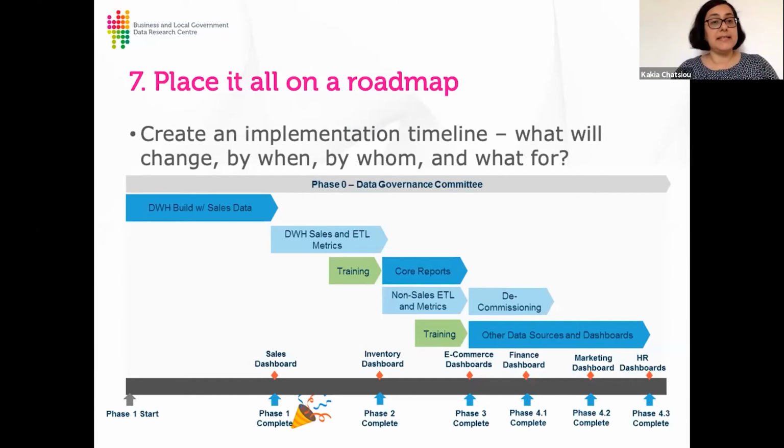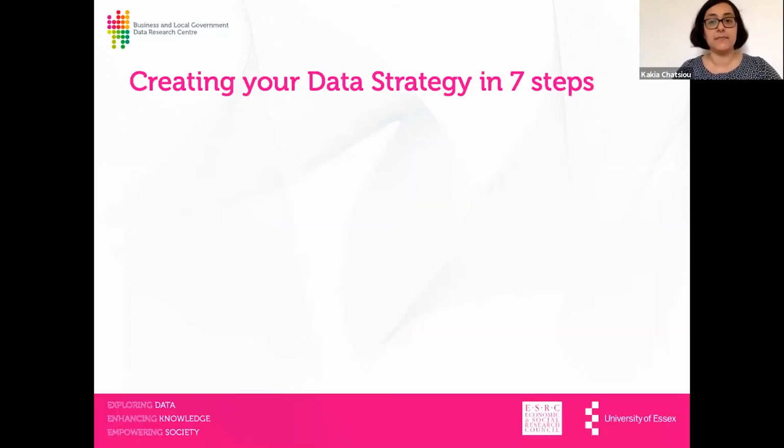Finally, placing it all on a roadmap. After the strategy is compiled and after all this early discussion has been put together, try and treat this as a project. Create an implementation timeline, specify what will change, by when, by whom, what for, and define the roles, so that people will know and feel that they own a part of this change.